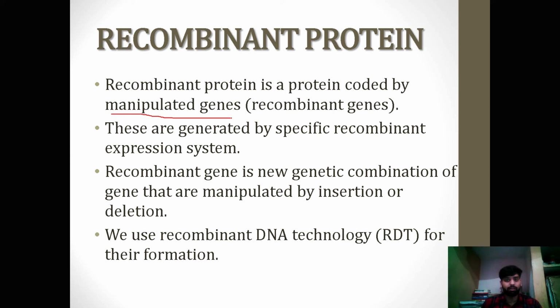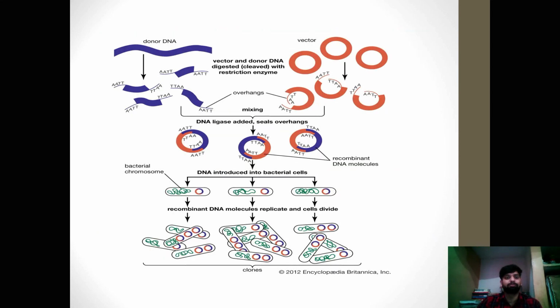These are generated by a specific recombinant expression system. We will use the expression system for their specific recombination. A recombinant gene is a new genetic combination of genes that are manipulated by insertion or deletion. So we can insert any sequence or we can delete any sequence for the modification of a gene so that we can get the desired product. We will use recombinant DNA technology for their formation.